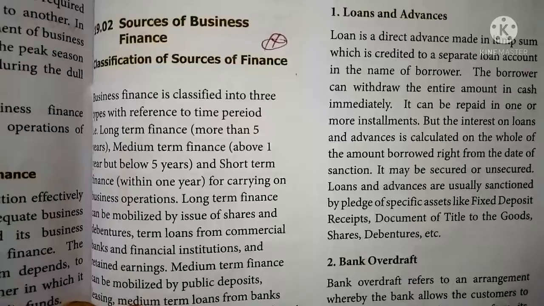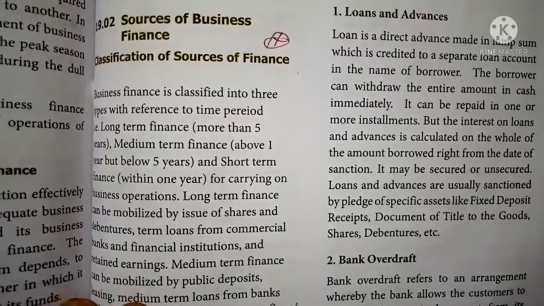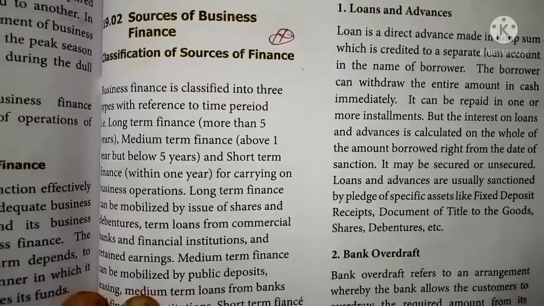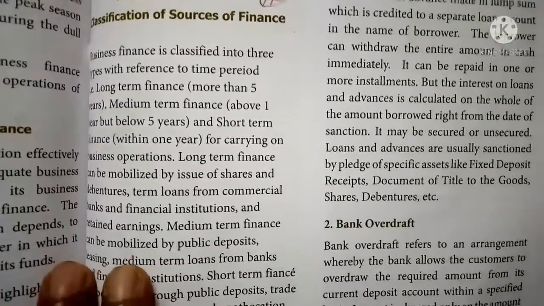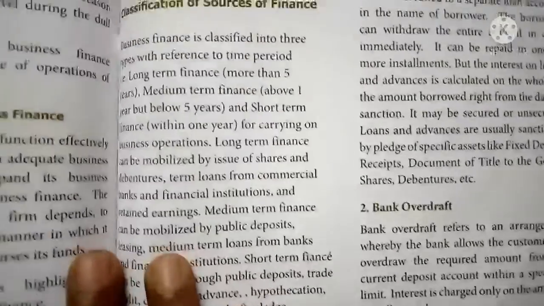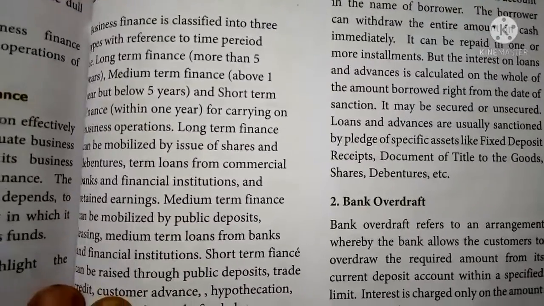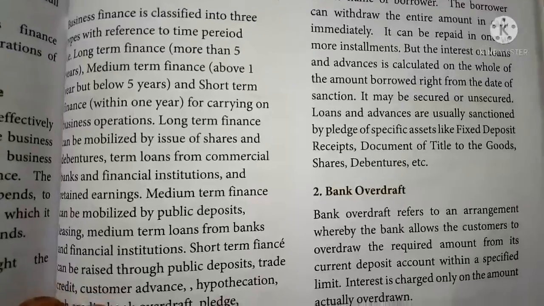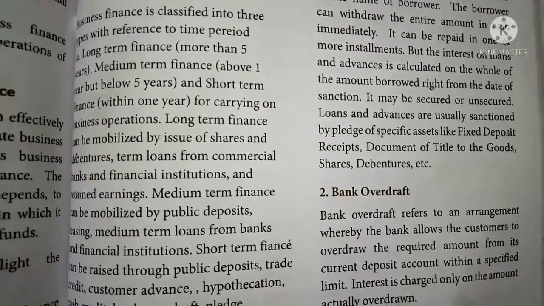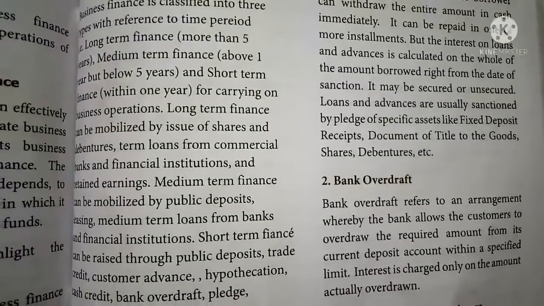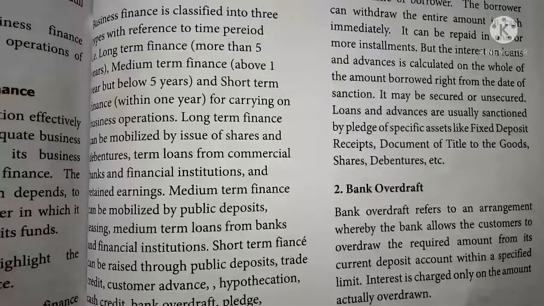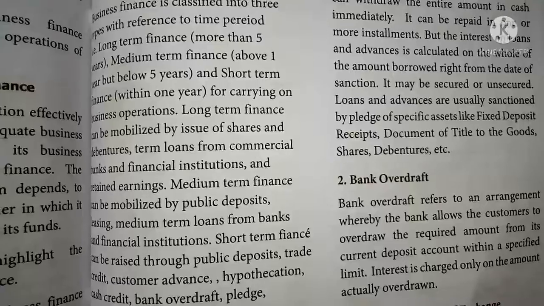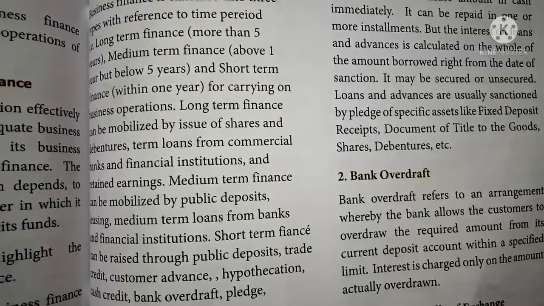But the interest on loans and advances is calculated on the whole of the amount borrowed right from the date of sanction. It may be secured or unsecured. Loans and advances are usually sanctioned against a pledge of specific assets. So loans and advances are one of the ways of business finance for a short-term period.